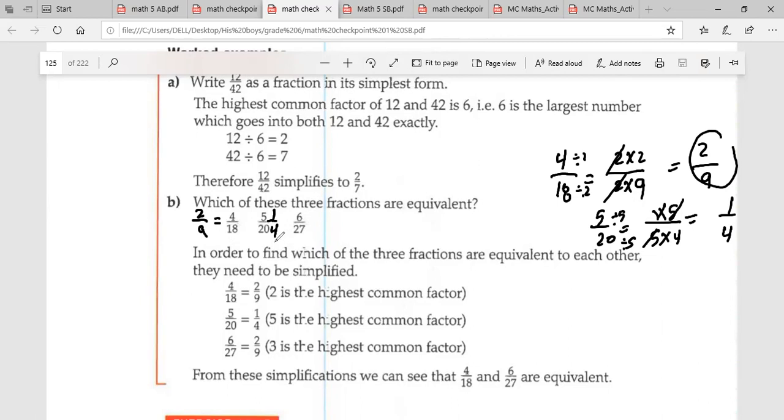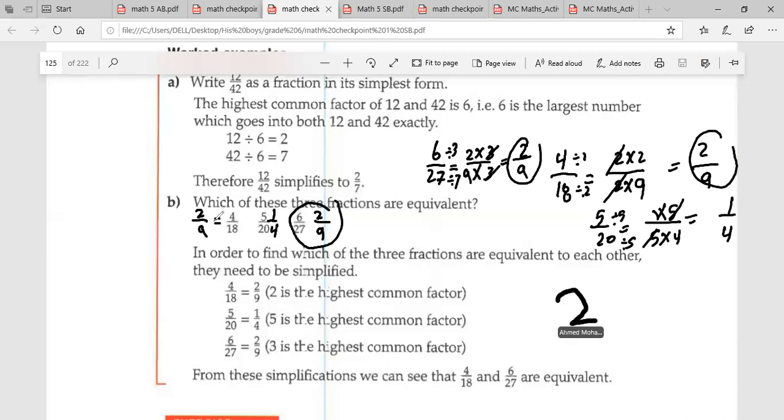The next one, 6 out of 27. The 6 is 2 multiplied by 3, and 27 is 3 multiplied by 9. We cancel 3 with 3 and we get 2 out of 9, or we can divide by 3 here and by 3 here, and we get 2 out of 9. After you simplify, we can understand this fraction and the first are equal. Here is what we do in simplest form.